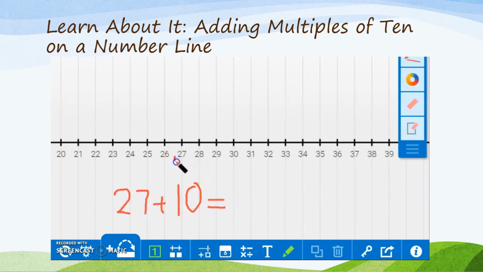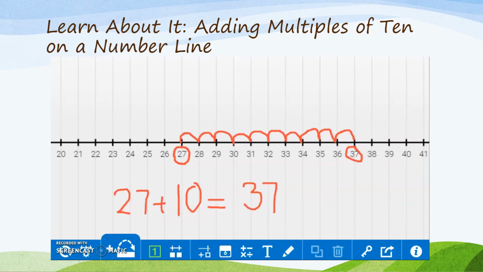The first thing we'll need to do is locate 27 on our number line. And first graders have learned that they do not have to start their number lines at 1. So we're going to start with our larger addend of 27. We can count on by ones like this. 1, 2, 3, 4, 5, 6, 7, 8, 9, 10 to get to our answer of 37.